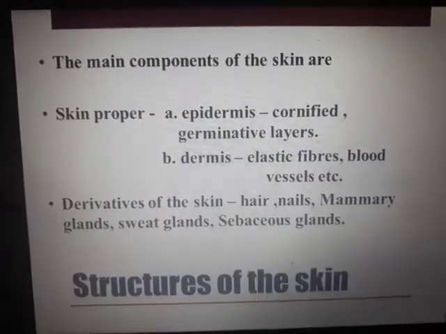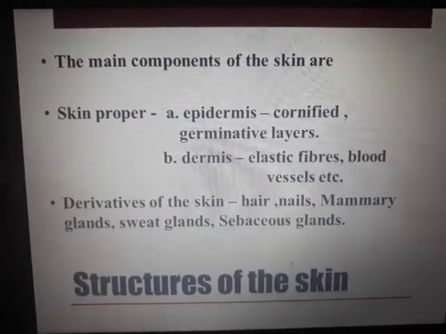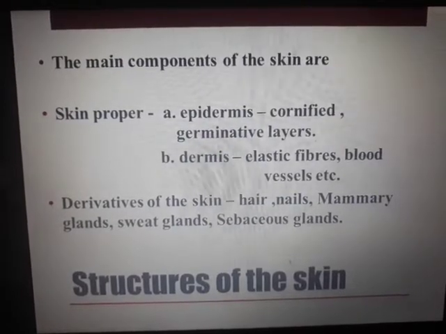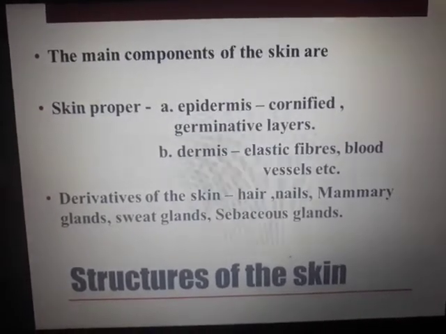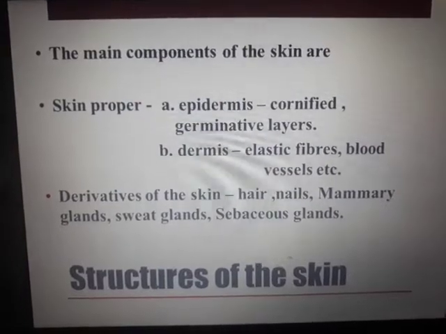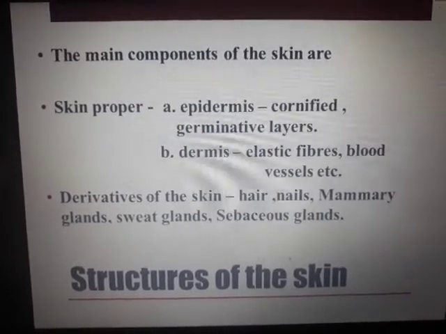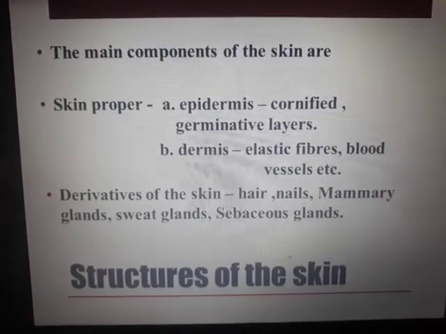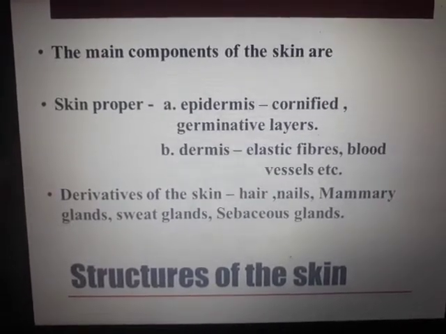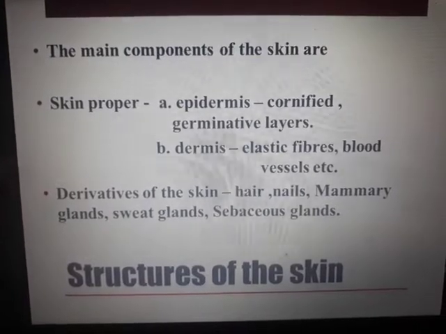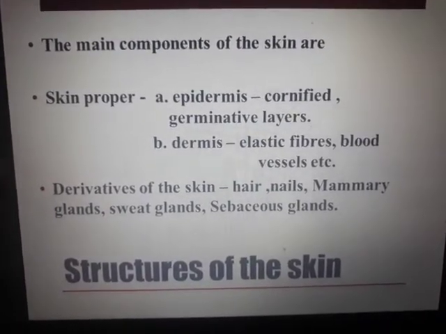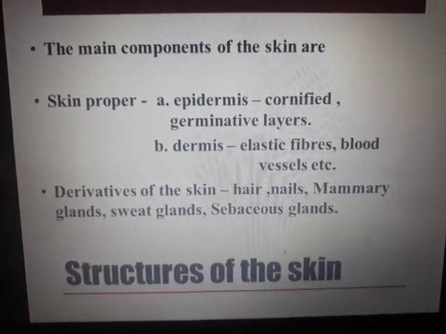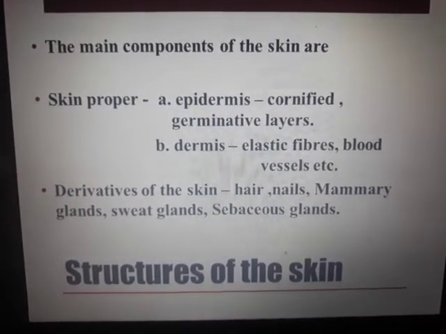Let us go further apart from the functions. Now let us look at the structures of the skin. What is exactly inside the skin? The main components of the skin are the skin proper, and we have bifurcated this into two. First is the skin proper, which is further divided into the epidermis, that consists of the cornified layer and germinative layers. Furthermore, it has the dermis, which contains elastic fibers and blood vessels. There are many other small things over there.